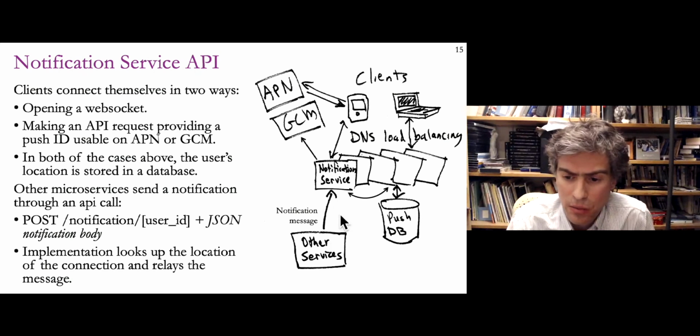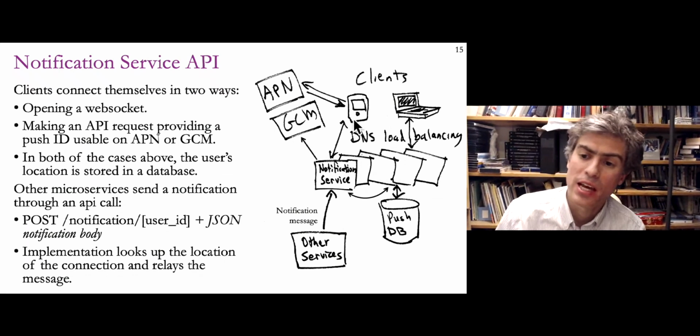Okay, so what this notification service does is it sees the user ID and looks up in the database to see what connection it might have, what options it has for delivering those messages.